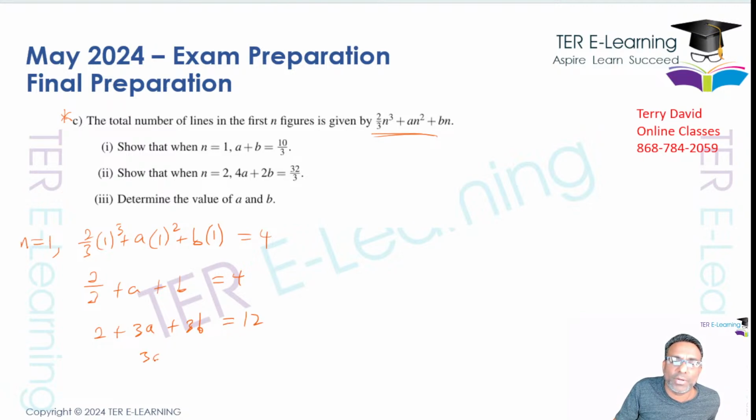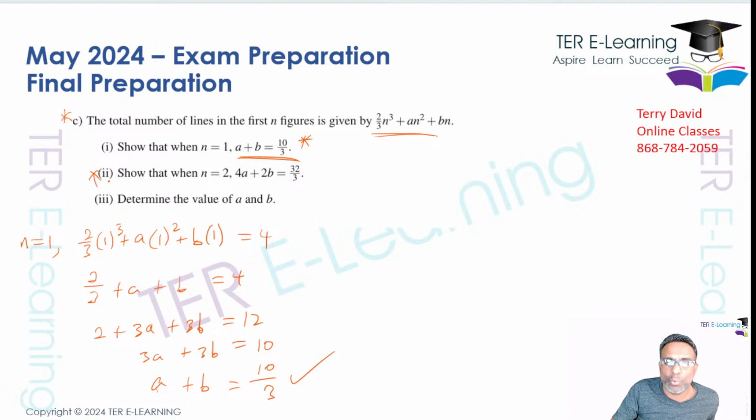So therefore 3a plus 3b is equal to 12 minus 2, which is 10. And this is what they want us to prove. So if I divide everything by 3, I'm going to get a plus b is equal to 10 over 3. So that's what I did. I proved what they wanted here.